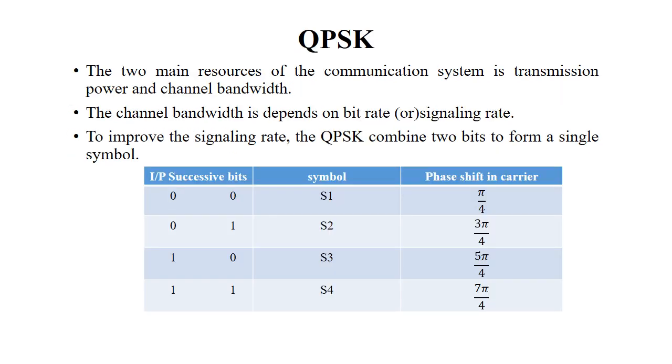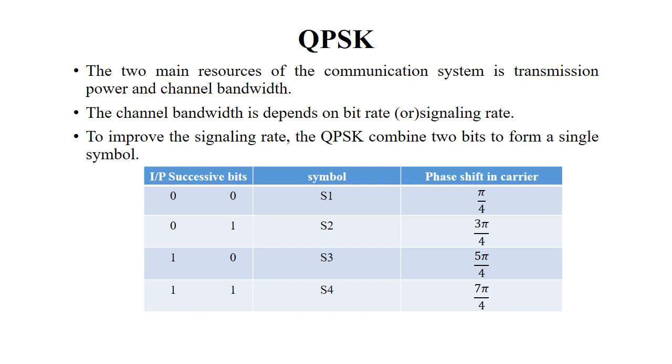So in QPSK, there are two main resources of the communication system: the transmission power and channel bandwidth. The channel bandwidth depends on the bit rate or signaling rate. To improve the signaling rate, QPSK combines 2 bits to form a single symbol. That is, for input successive bits 0 and 0, the symbol will be S1 and the phase shift in the carrier is pi by 4.